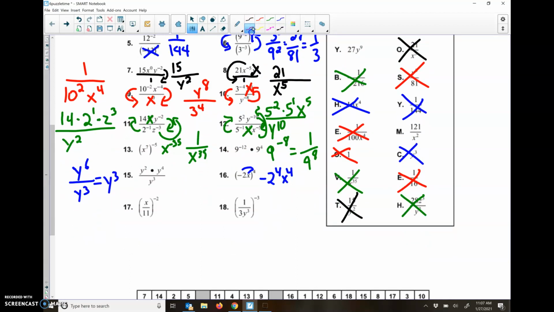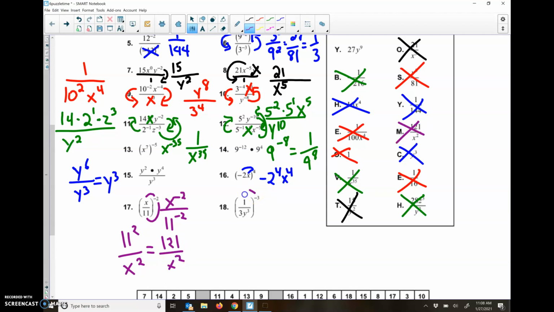And then these ones with negatives on the outside, remember it also goes to both, kind of like on 16, but since there's negatives on the outside, that means they both are going to get flipped. So x to the negative second, 11 to the negative second, and then we're going to flip-flop them because they both have negative exponents. So it ends up becoming 11 to the second and x to the second. And then if you simplify 11 times 11, that's the same as 121. X to the second. So that's letter M.